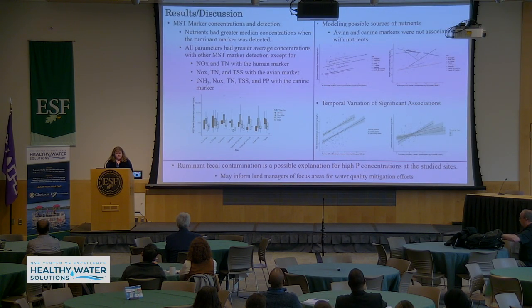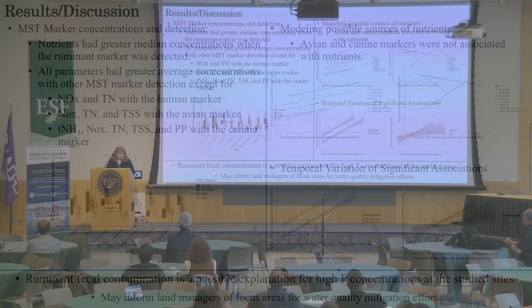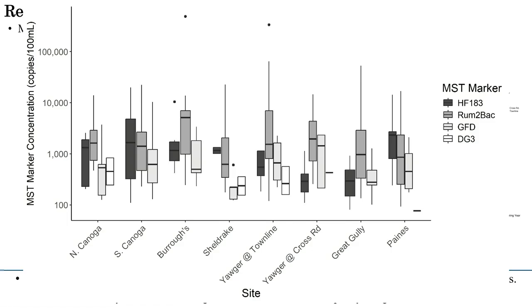So getting into our results, in regard to the MST marker concentrations and the detection of those, all measured and predicted nutrient parameters had greater concentration when the ruminant marker was detected. This was also true of most parameters with the other MST markers, with some exceptions that I have listed up here on the slide. The ruminant marker had the greatest detection at quantifiable concentrations, and they were approximately 5, 9, and 30 times greater than the human, avian, and canine concentrations on average.